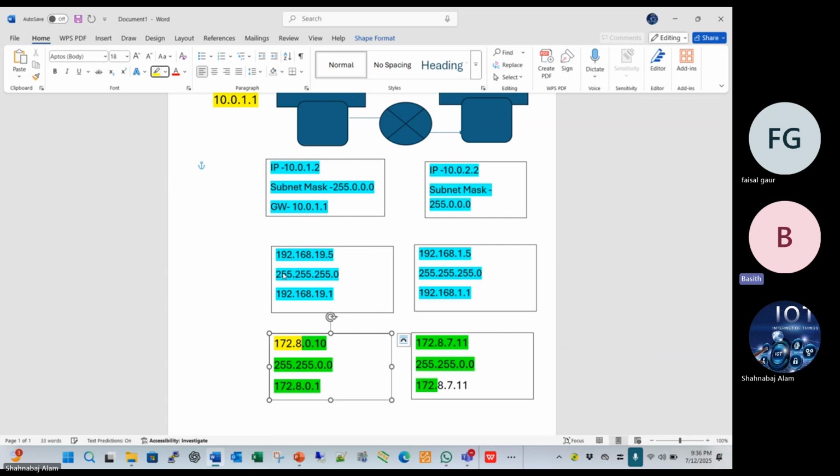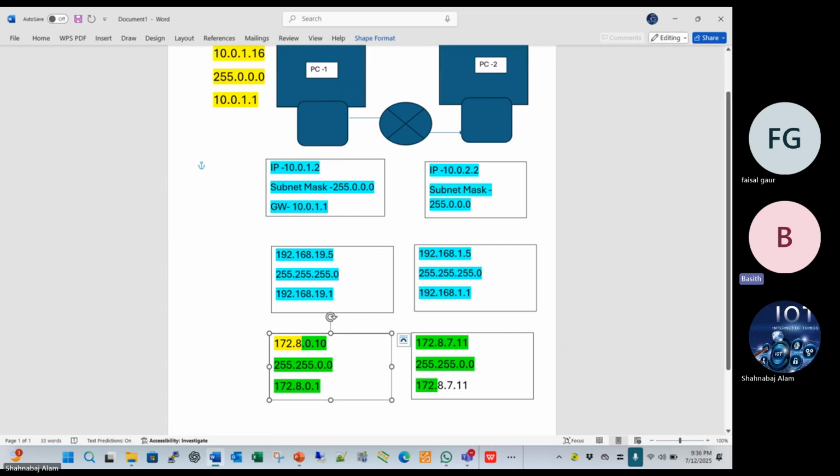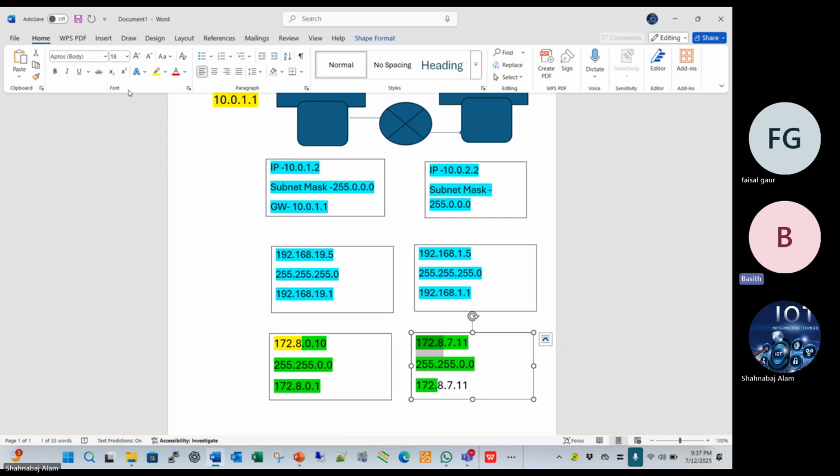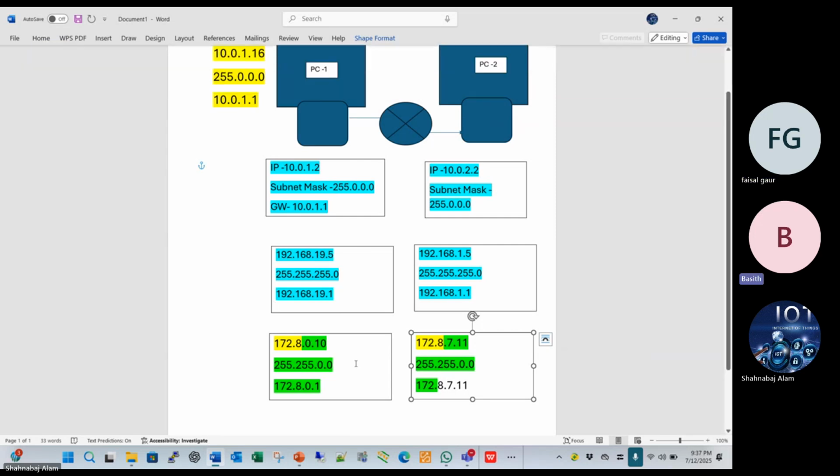Okay, okay. We are looking at the network ID only. We will check the network ID. We will not check the host ID. If the network ID is the same, then both PCs will communicate. Yes, bro. Got it.